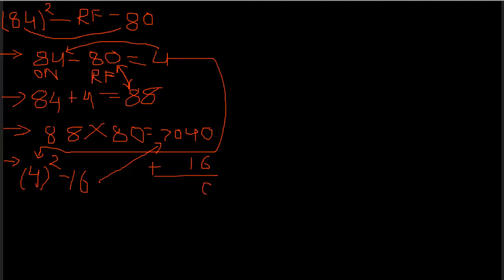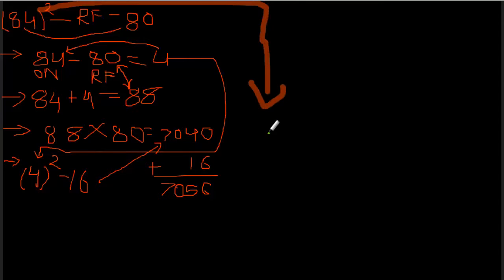So by adding 16 to 7040 we get 7056. So this is our final answer. The square of 84 is 7056.